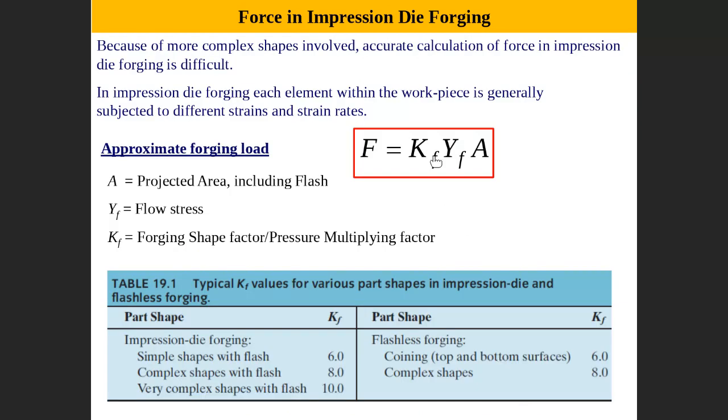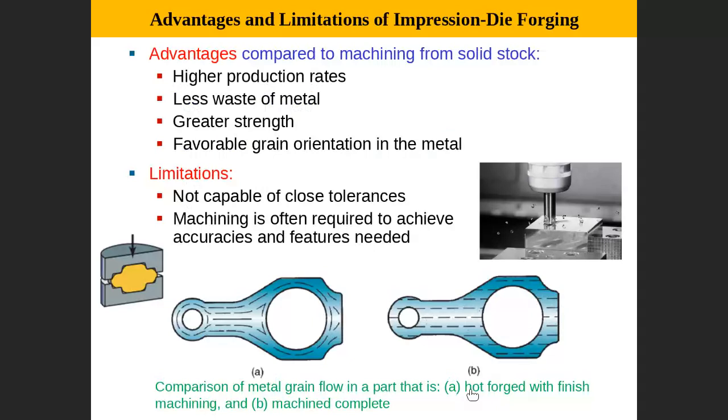Force here can also be obtained as we described in the analysis last class: force equals Kf times Y flow multiplied by area. Y flow is K epsilon to the power n, and the area is the final area or projection area, and Kf is a factor, or we call it the forging shape factor, which can be obtained as we described earlier in the last class.